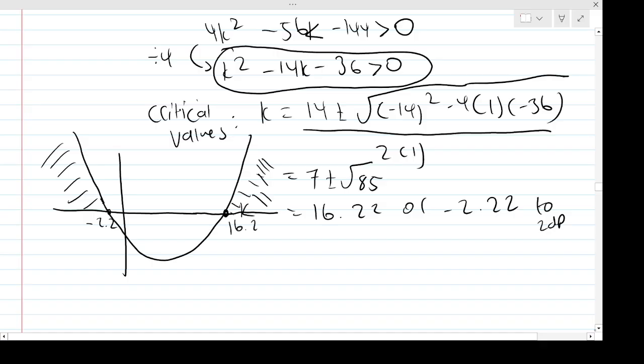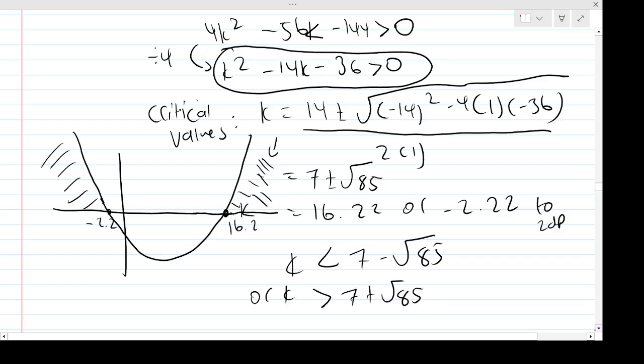Again, if we want these two regions, for the left region it needs to be less than this root here. So k has to be less than, well, this corresponds to 7 minus root 85 there. Or for the second region instead, k has to be above or greater than this other root there. So that's the positive one, so that's going to be when k is greater than 7 plus root 85 there.